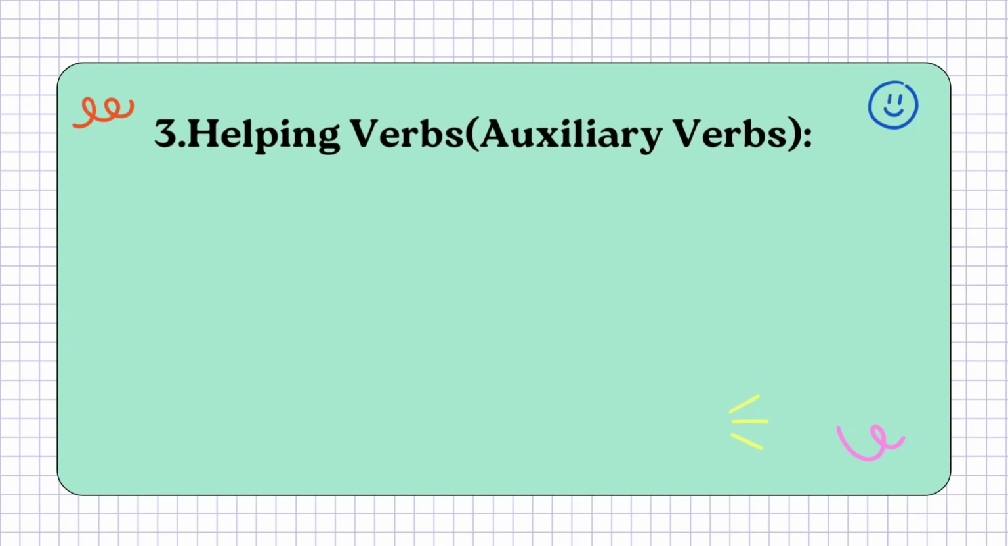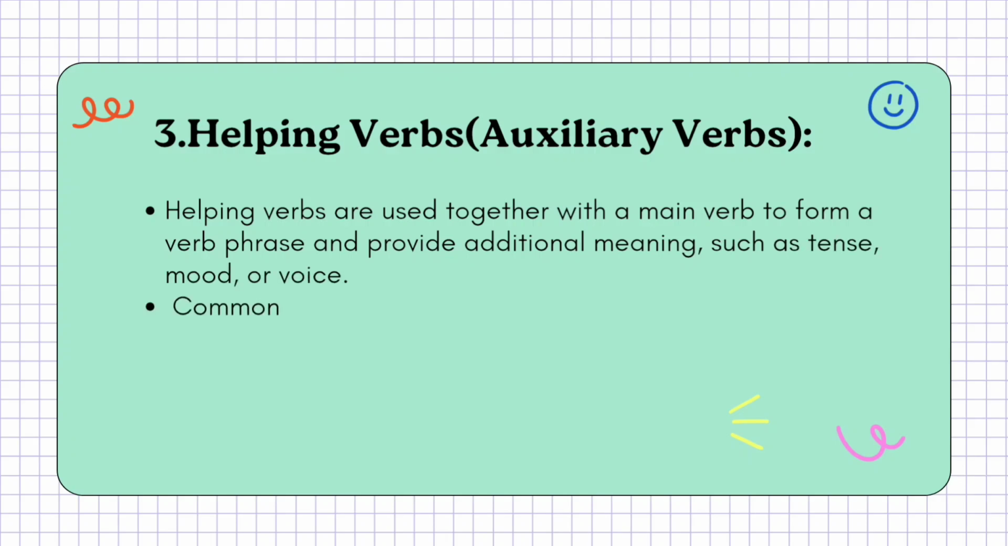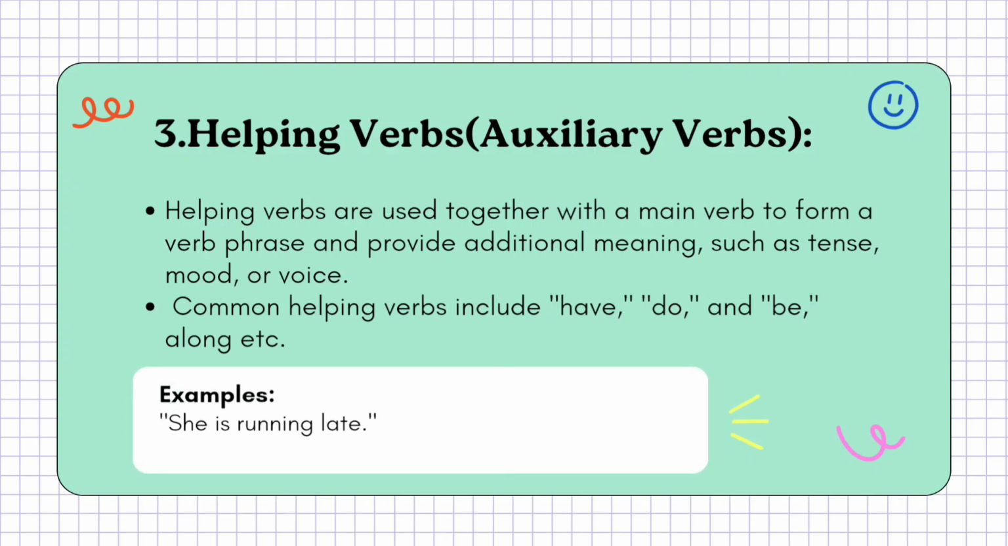Helping verbs. Helping verbs are used together with the main verb to form a verb phrase and provide additional meaning such as tense, mood or voice. Common helping verbs include have, do and be, etc. Example: she is running late. In this sentence, is helps the main verb running to form the present continuous tense. They have finished their homework. In this sentence, have helps the main verb finished to form the present perfect tense.